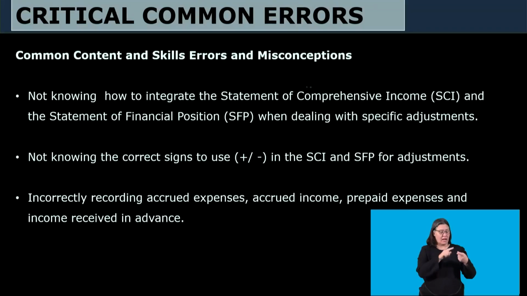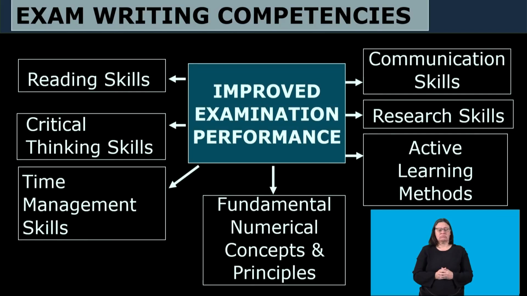During the exam, there are certain errors that most learners would make, and some of them are not knowing how to integrate these two statements, your statement of comprehensive income and your statement of financial position. But I want to help you so that you do not make these mistakes. Not knowing the correct signs, whether I must add or subtract, are some of the challenges that learners do face. And incorrectly recording accrued expenses, accrued income, prepaid expenses, and income received in advance. These are the exam writing competencies that you need to work on as you prepare for your final exam.